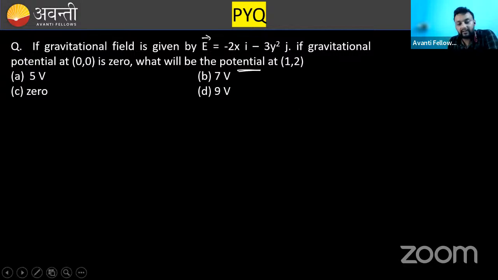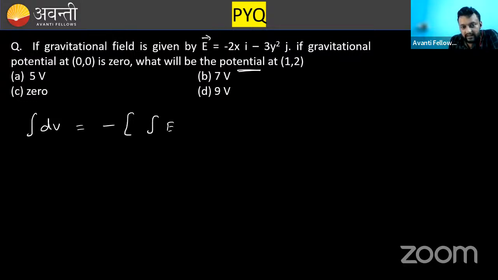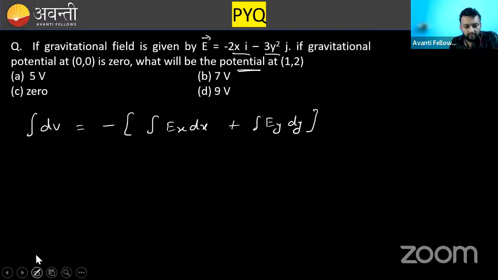So how would you calculate it? You know the relation. dV is equal to minus, which you need to put, and then integration Ex dx plus integration Ey dy. Can you see there is no z term, only x and y are there? So I will not place Ez and dz. Is it clear?